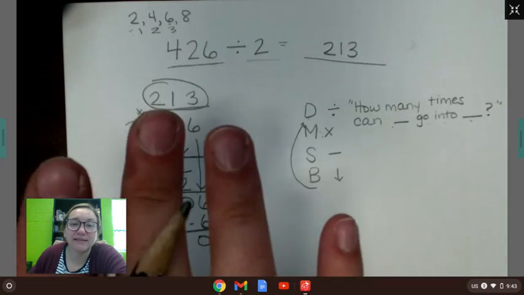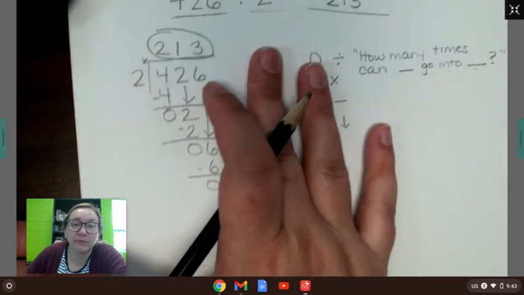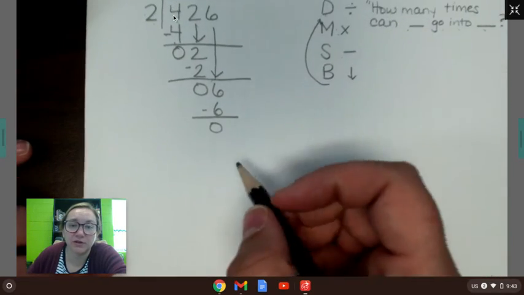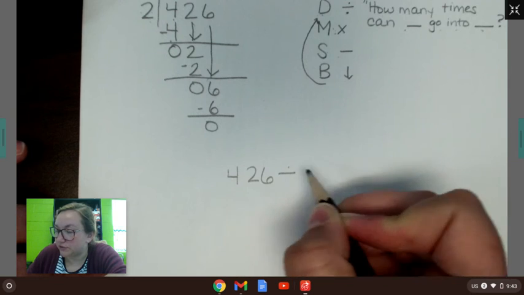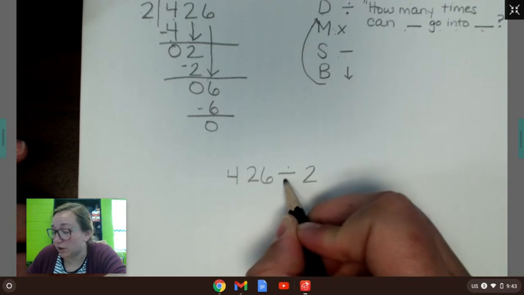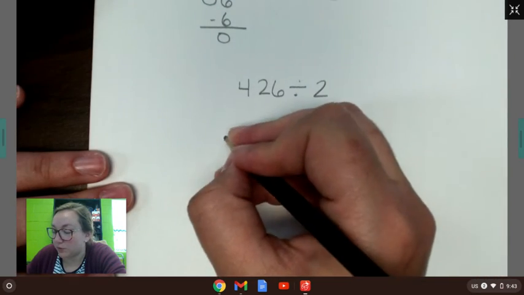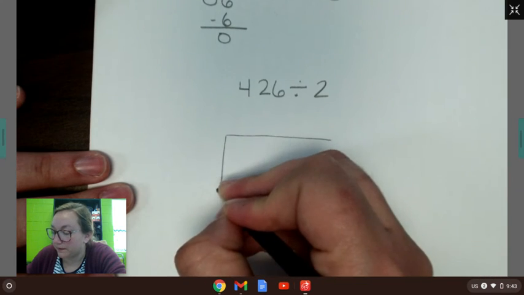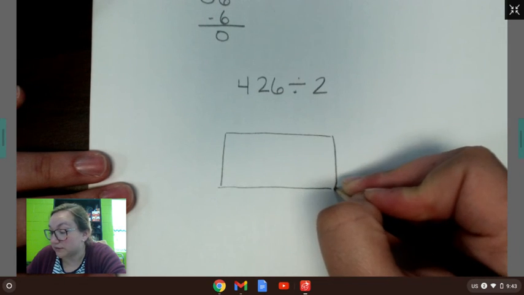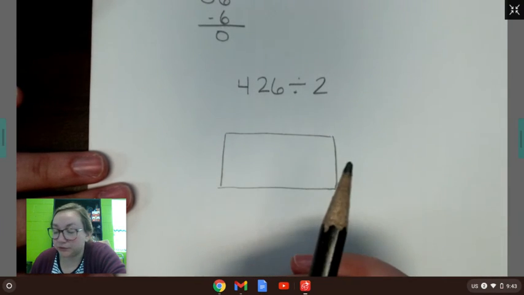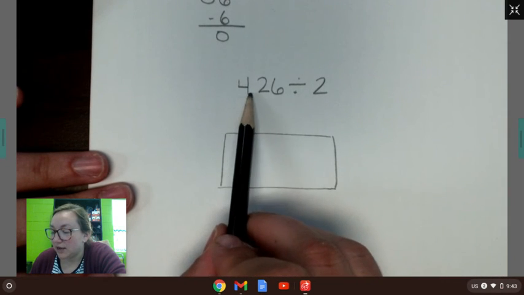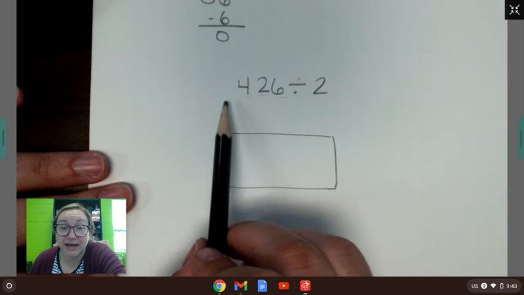Now, I'm going to take that same problem and I am going to do it a different way. I'm still going to follow these steps. So 426 divided by 2. I'm still going to follow all these steps, but I'm going to do it a different way. And we call this the box way. I'm telling you, the box way I love. All right. What you do, and it looks like an area model, is you see how many digits you have. And I notice that I have 3.